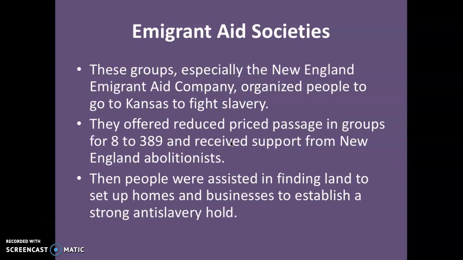Some of those groups were examples like the New England Emigrant Aid Company, who organized people to come to Kansas to fight slavery. So they often helped pay for train tickets and transportation to get people to Kansas. And then they would assist you in finding land, setting up a home, and setting up businesses in these anti-slavery strongholds like Lawrence and Topeka. Manhattan was another one that a lot of people settled in, trying to fight slavery.